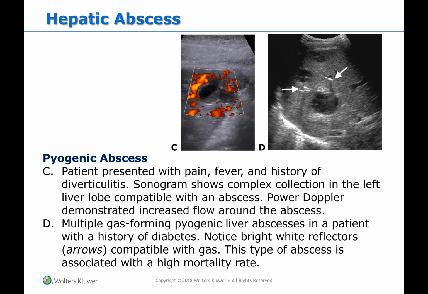A pyogenic abscess: the patient presented with pain, fever, and history of diverticulitis. The sonogram shows a complex collection in the left liver lobe compatible with an abscess. The gas is the echogenic little areas that are on the arrows there. This type of abscess is associated with a high mortality rate.